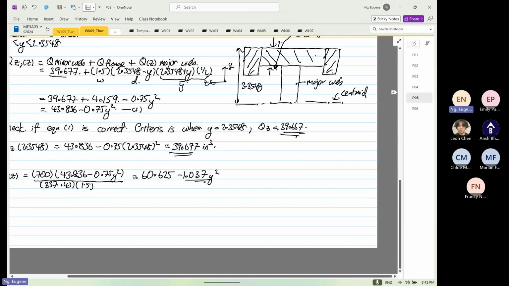So if we were to now sketch, okay, so we are going to stop at the geometric centroid.